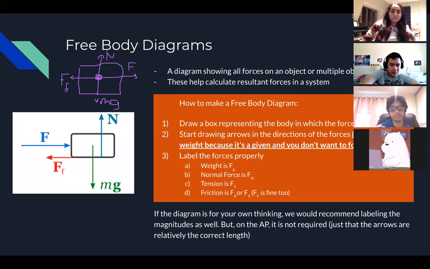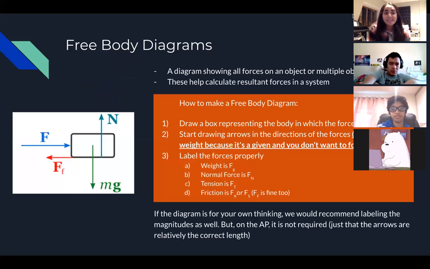In fact, sometimes you might just not draw the box at all and just draw the forces on the center point. It might seem a bit overwhelming now with all the steps, but it almost becomes like second nature, because with basically any force related problem, you should draw a free body diagram just to help simplify the scenario.